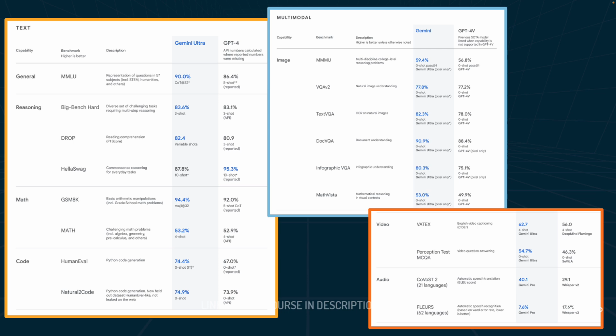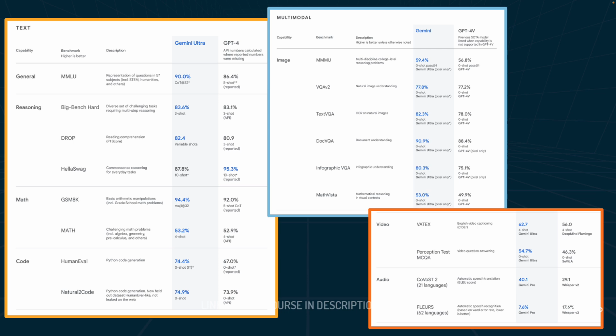Starting with the text benchmarks on the left-hand side here, you see that the column furthest to the left is the capability. So we have general, reasoning, math, and coding. We then have the name of the benchmark. This is going to be a list of useful resources, again, in case you are being asked to suggest different benchmarks.